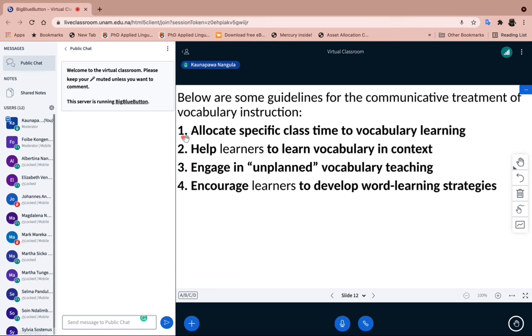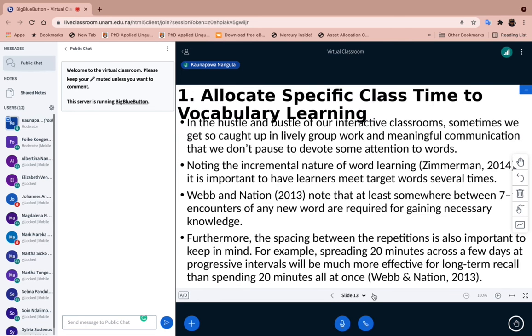first, allocate specific class time to vocabulary learning, help learners to learn vocabulary in context, engage in unplanned vocabulary teaching, encourage learners to develop word learning strategies. Those are the 4 strategies that you can use when you are focusing on vocabulary in the classroom. There we go.